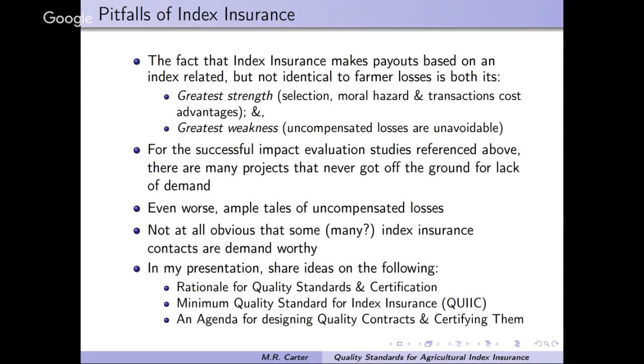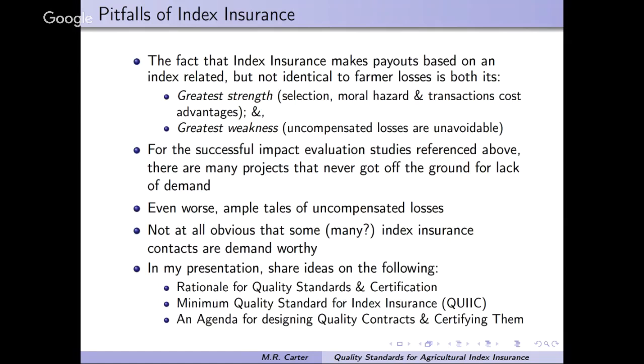The NGO was horrified because they could see the level of losses that had occurred to farmers. They had a big fight with the insurance company. Eventually, they simply shut down the index insurance operation, not because they didn't believe it could have worked, but because the quality of that contract, that is, its propensity to fail to pay off when farmers have uncompensated losses, was much too high. And there are lots of examples like that. I could go through a handful.